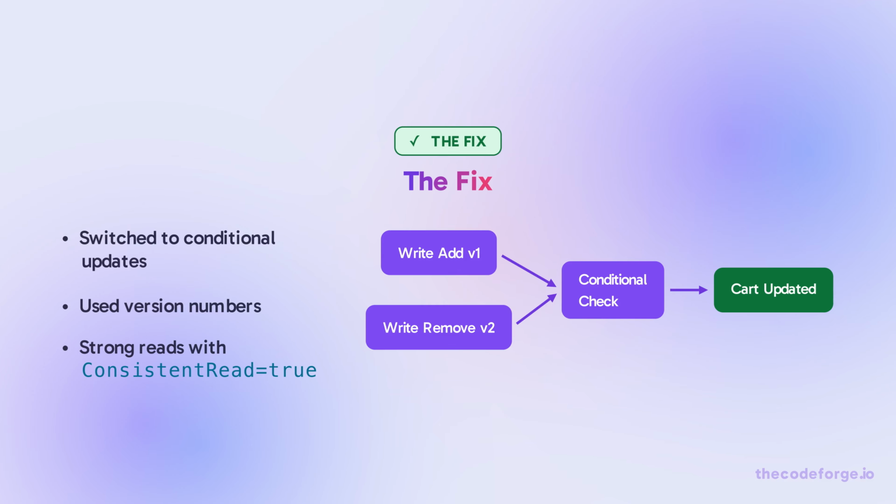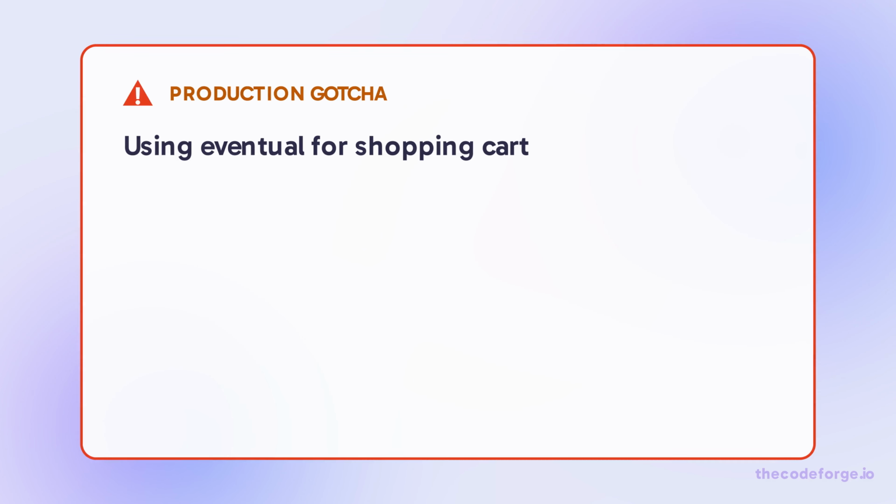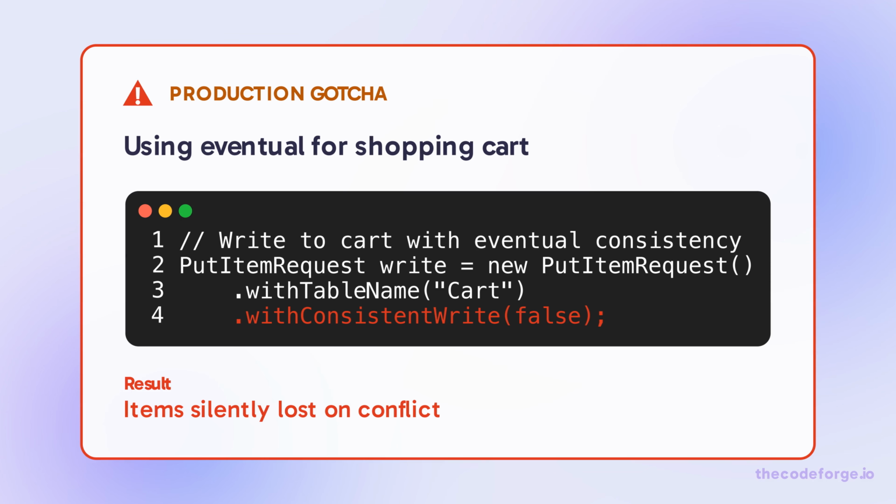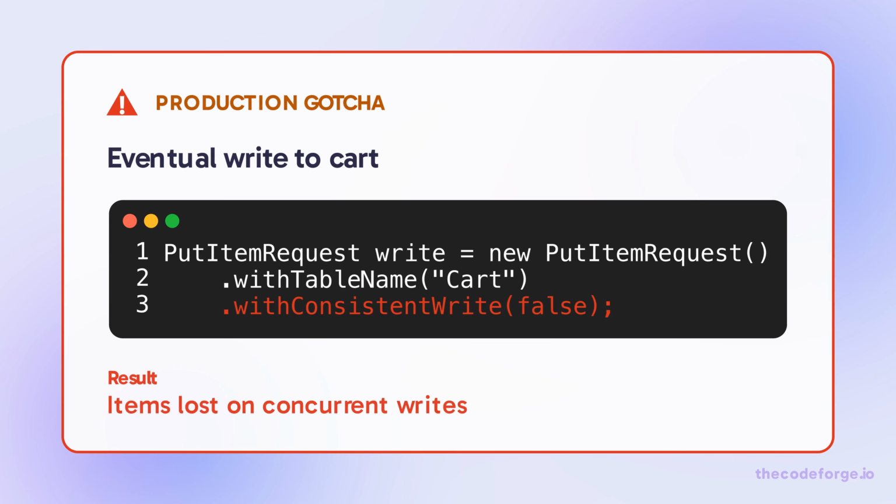The fix was to use conditional updates with version numbers, optimistic locking, and strong reads with consistent read equals true in DynamoDB. This ensures that conflicting writes are detected and retried, not silently dropped. Never use eventual consistency for data representing user intent: carts, orders, balances. Concurrent writes can cause last writer wins to drop data silently. Using eventual consistency for cart writes allowed last writer wins to drop data. Always use conditional updates for user intent data.